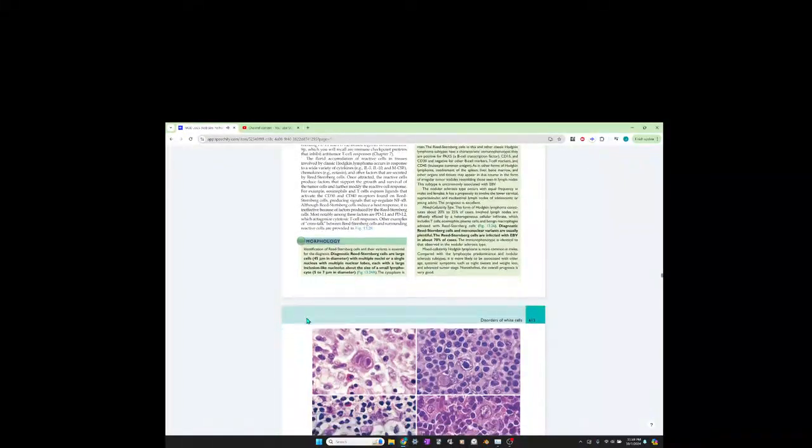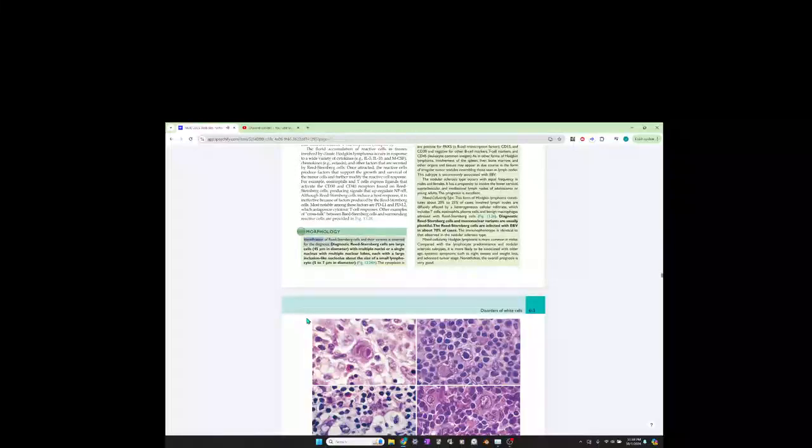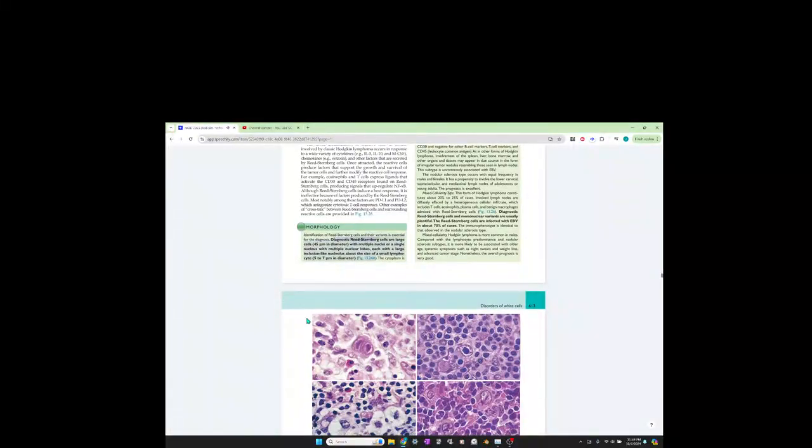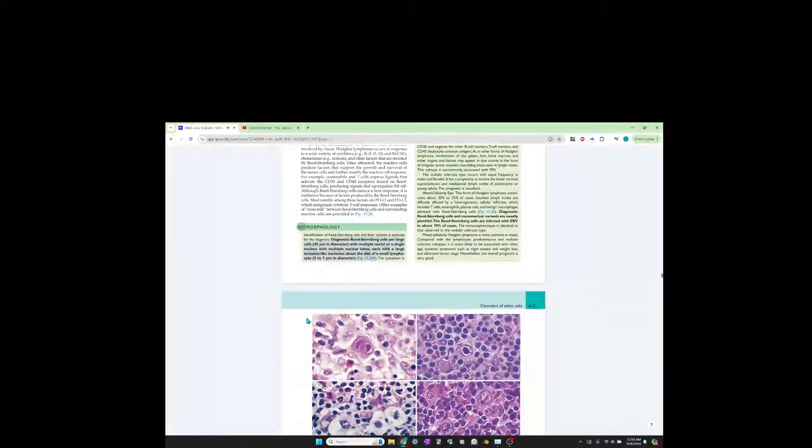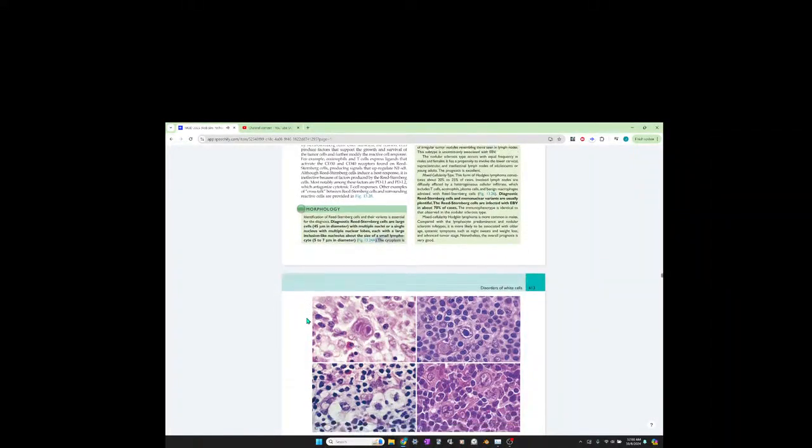Morphology. Identification of Reed-Sternberg cells and their variants is essential for the diagnosis. Diagnostic Reed-Sternberg cells are large cells with multiple nuclei or a single nucleus with multiple nuclear lobes, each with a large inclusion-like nucleolus about the size of a small lymphocyte. The cytoplasm is abundant. Several Reed-Sternberg cell variants are also recognized.